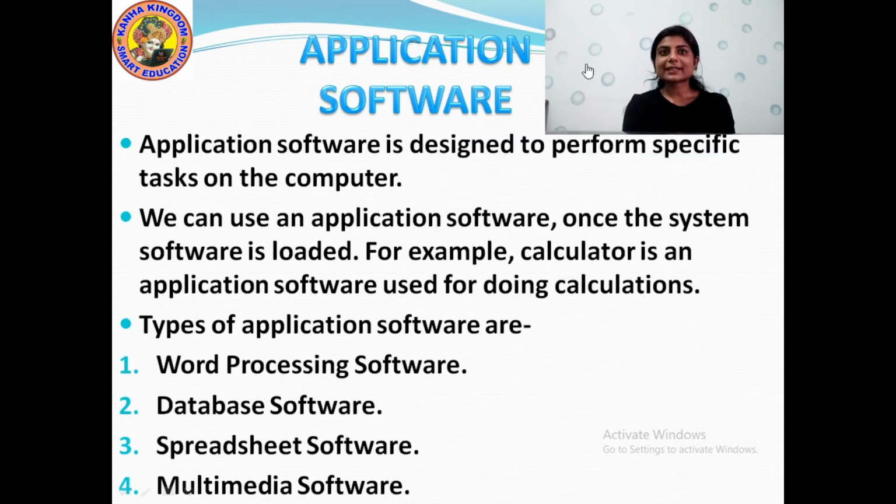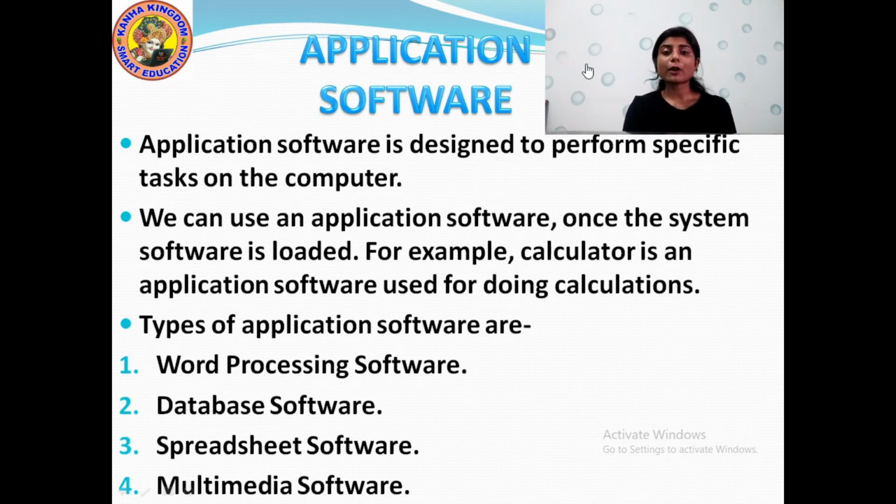So now students, what is application software? Application software is designed to perform specific tasks on the computer. It is a software which is designed to perform specific tasks. Specific task means whatever you want to perform in your computer.